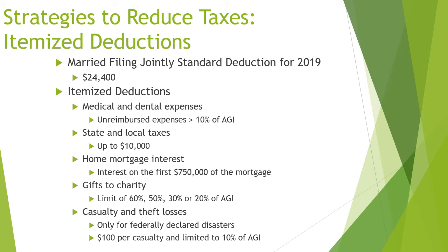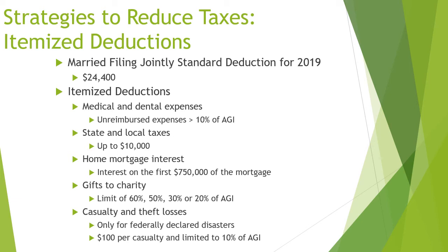This deduction is only on the amount of interest you paid in the year for the first $750,000 of your mortgage. As your mortgage is below this threshold, you are available to use this deduction. The next deduction is for gifts to charity. Charitable contributions are limited to either 60%, 50%, 30%, or 20% of AGI, depending on a multitude of factors. As a general guideline, I will explain the basics of each percentage.